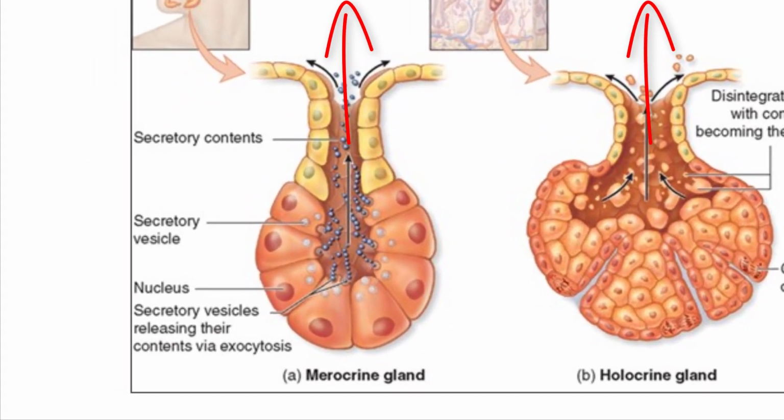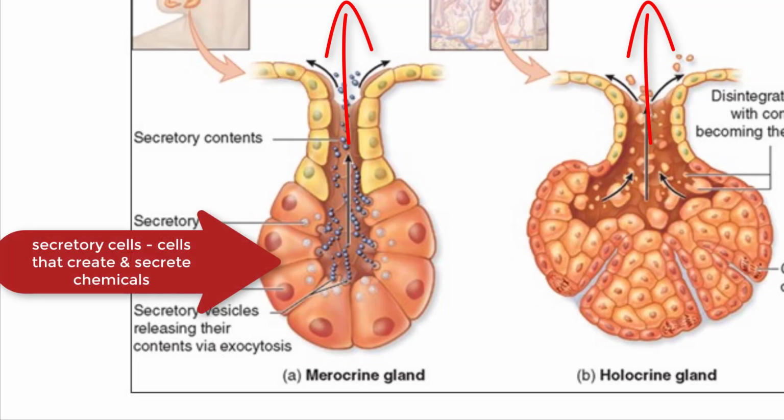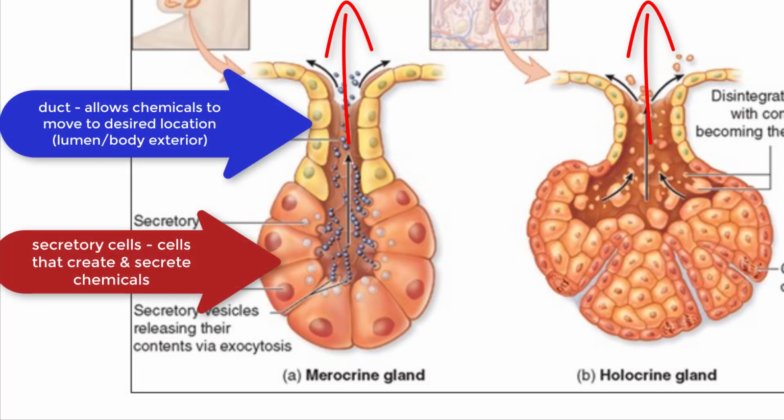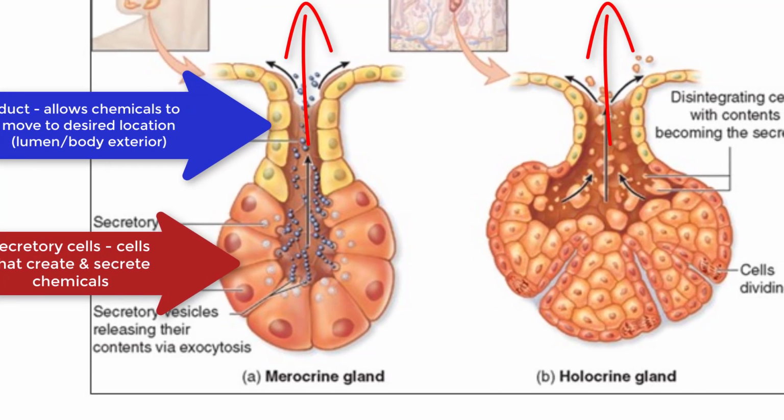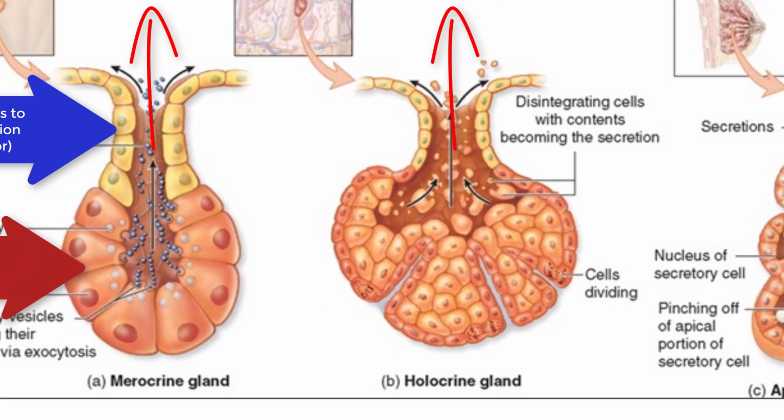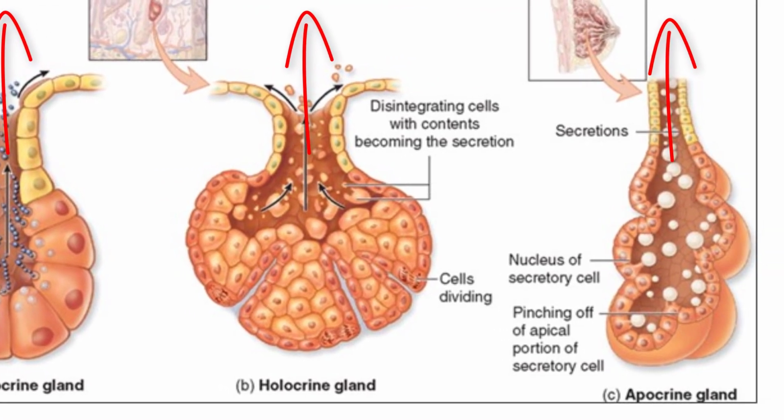All exocrine glands have a generic shape that includes secretory cells connected to a duct. The secretory cells produce the molecules that need to be secreted, and it passes through the duct to get to either the lumen or the exterior of the body. As seen in the image, different glands have different secretory cells that are shaped based on their function.